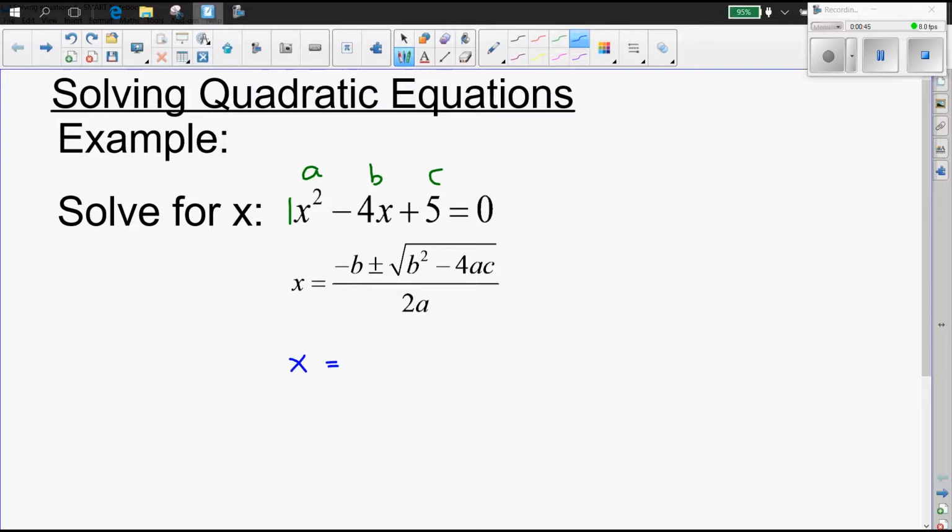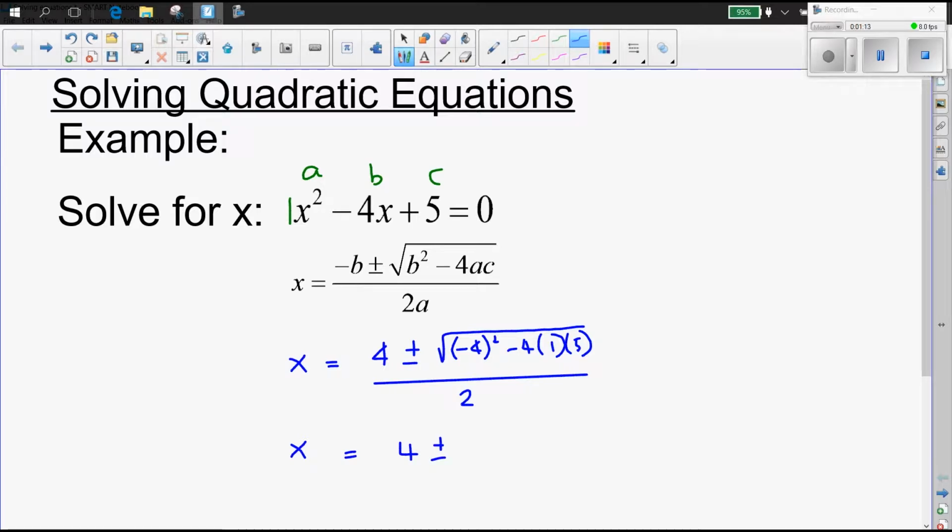We have x equals minus b, so it's minus -4. So that will give me 4 plus or minus the square root of b squared, which is -4 squared, minus 4 times a times c. And this is divided by 2 times a, which is 2 times 1, and that equals 2. We simplify, so we get x equals 4 plus or minus the square root of 16. -4 squared is 16. Subtract 20 gives me -4, all over 2.